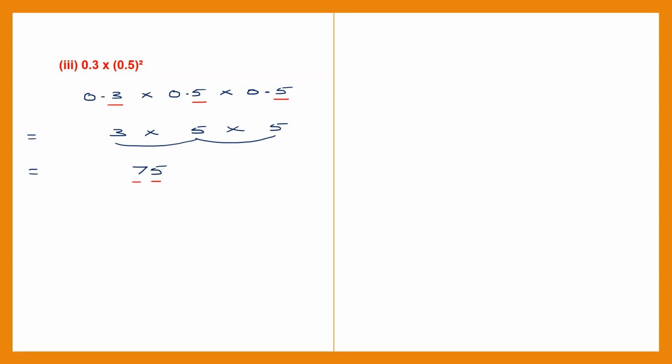Question 3. Let's rewrite this question. This is 0.3 into 0.5 2 times. 0.5 into 0.5. Now let's ignore the point and multiply 3 into 5 into 5. So this will be 3 5s are 15 and 15 5s are 75. Now we need to go back to the question and count the number of decimal places. 1, 2, 3 decimal places. Our answer also should have 3. So from the right to the left, 1, 2, 3 and we put a point. Now here we need to put a 0 and a 0 before that. So our answer here is 0.075.